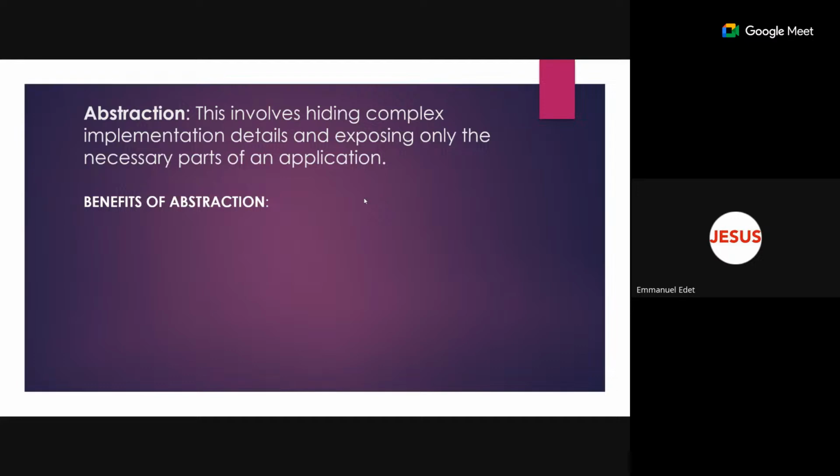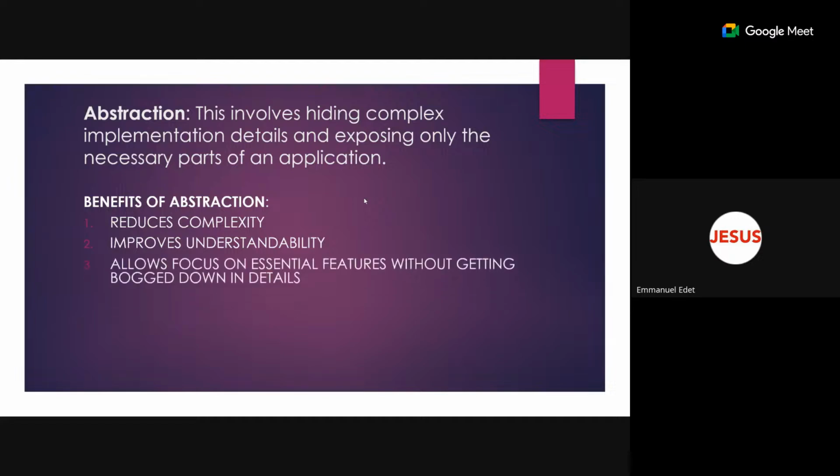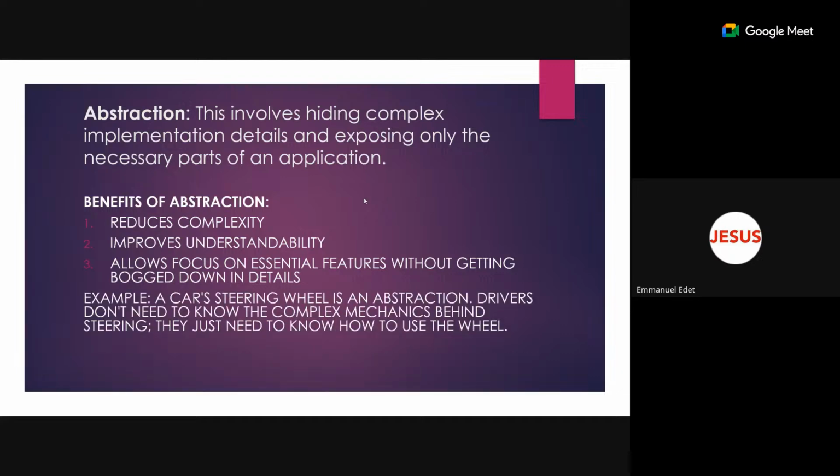Now, the benefits of abstraction: one, it reduces complexity; two, it improves understandability; the third one is that it allows focus on essential features without getting bogged down in details. So for example, a car steering wheel is an abstraction. Drivers do not need to know the complex machines behind steering. They just need to know how to use the wheel. That is the meaning of abstraction. It's a very, very basic example.